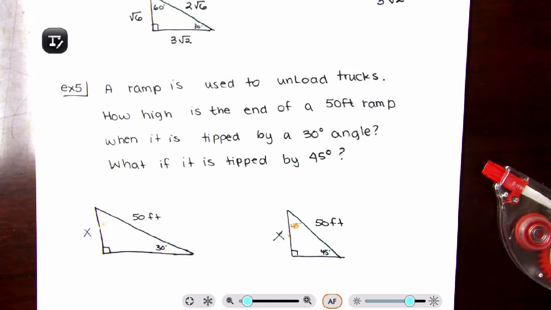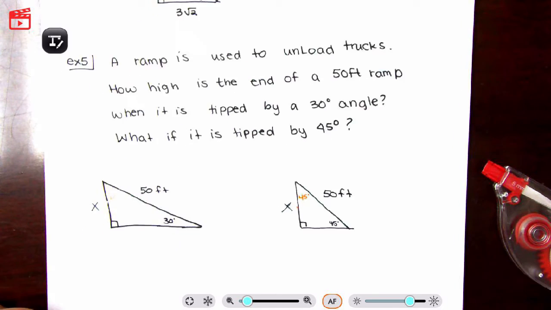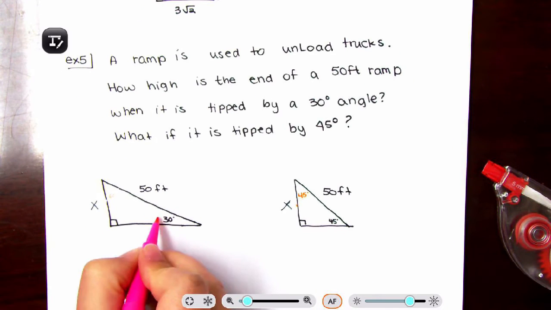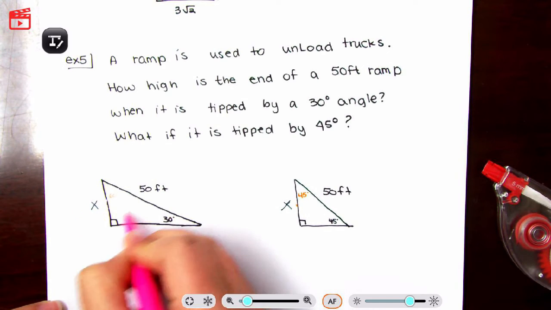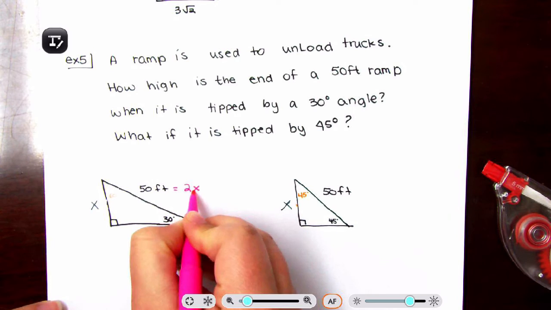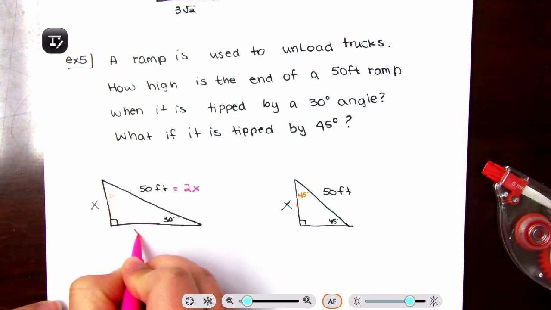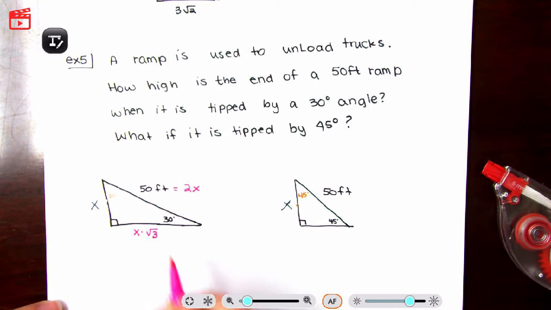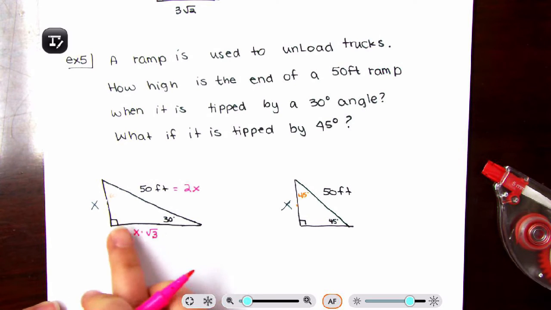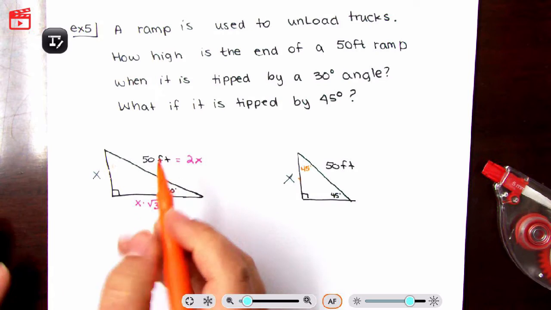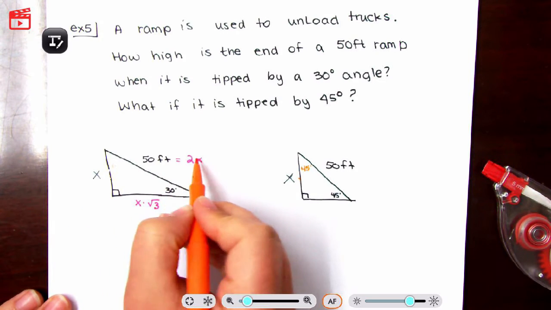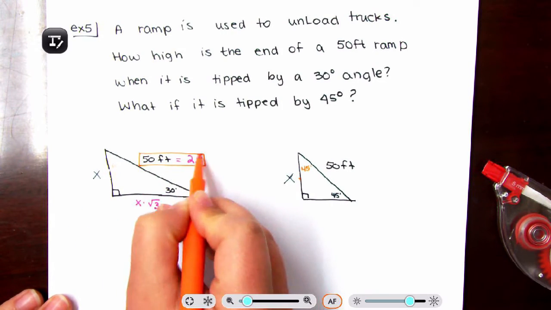So let's do this one first, just like we did on all of the previous examples. Here's 30. Across the street from 30 is x. Our hypotenuse is equal to 2x, and our long leg is equal to x times root 3. Now, we don't really care about this long leg here because that's not what it's asking us. But we do care about this x and this hypotenuse. This hypotenuse is the information that's given to us.